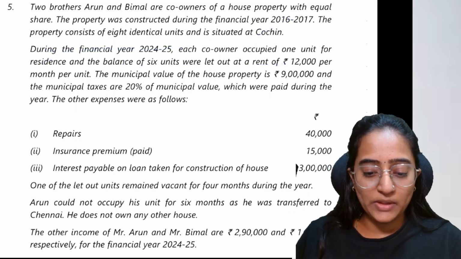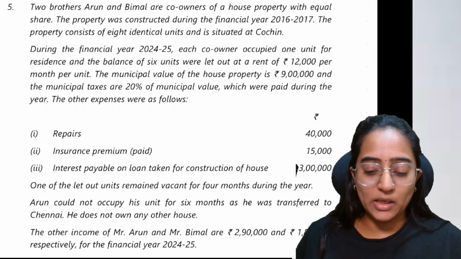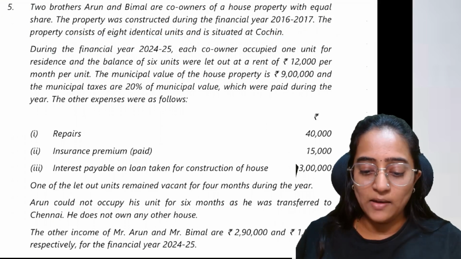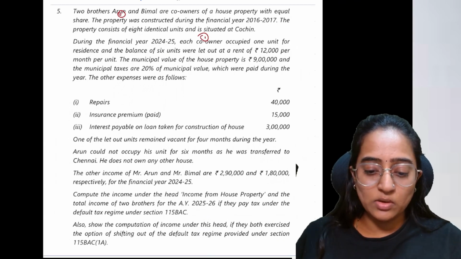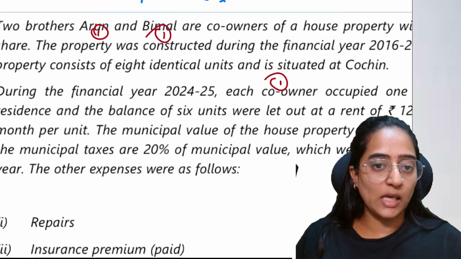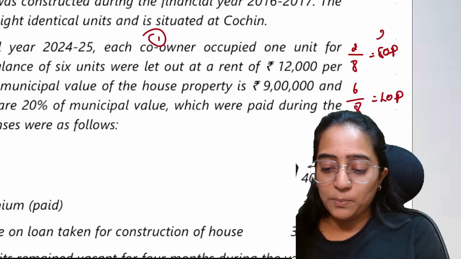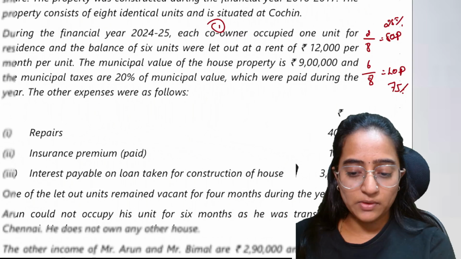So can I say, out of the total, these two persons are co-owners of the property, and there are 8 identical units, and out of 8, this fellow has occupied one, and this fellow has occupied another one. So out of 8, 2 units are SOP, and 6 out of 8 are LOP. If you take it in percentage, you will get 25% SOP and 75% LOP. Keep it simple. Understanding, everyone? Great.